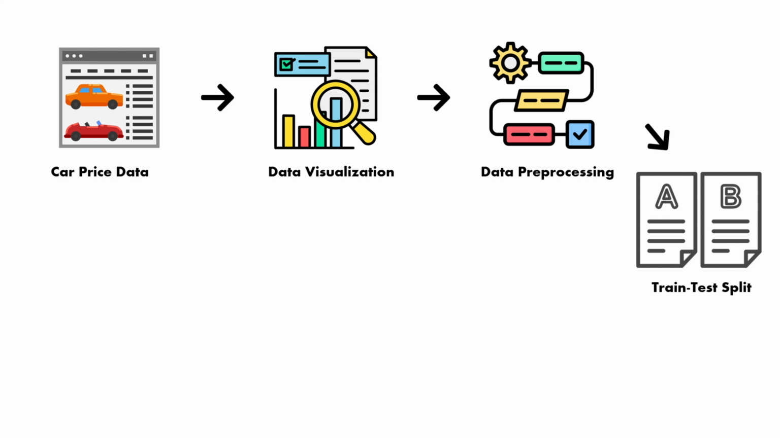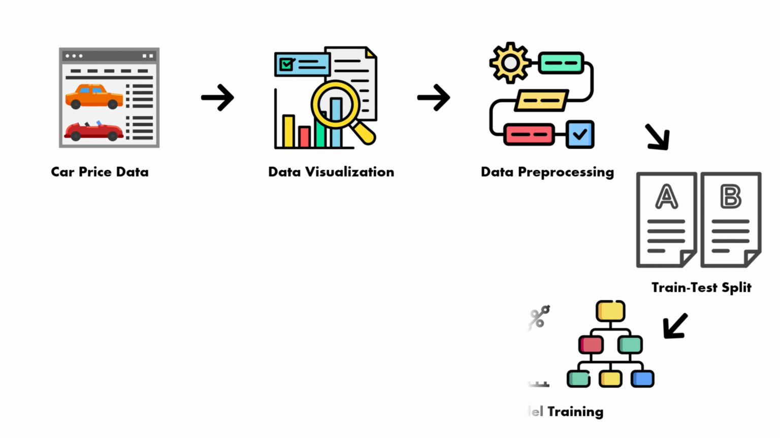And after the train test split, we are going to train 3 different algorithms and compare them, and whichever is the best, we are going to use that model as our final prediction model. The 3 models we are going to use are linear regression, Lasso regression, and the random forest regressor. This is basically a regression problem, so that's why we are using these algorithms.